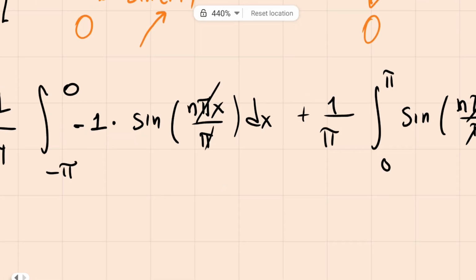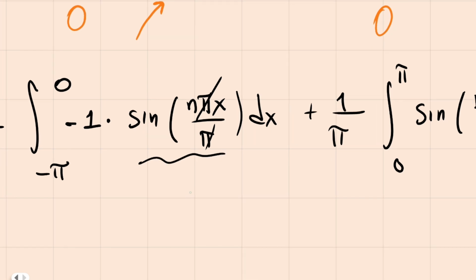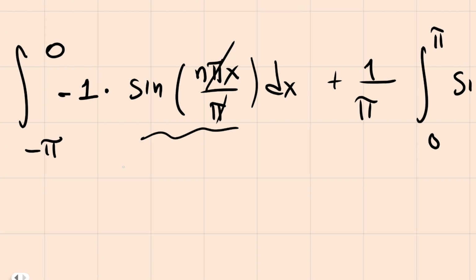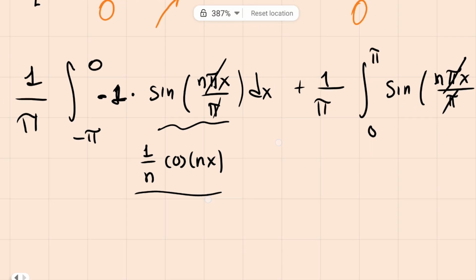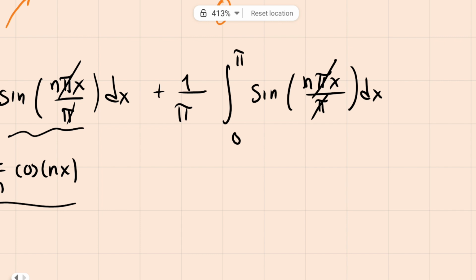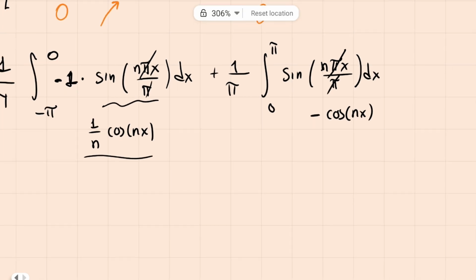Okay, so if we take the integral of sine of nx, of course we are going to get 1 over n cosine of n times x, and the derivative of the cosine is negative sine, but remember, here we have a negative, so the entire result of this integral is this. Perfect. And in this case it will be the same, but instead of negative, it will be positive. So we are going to get a negative cosine of n times x here, and of course divided by n.